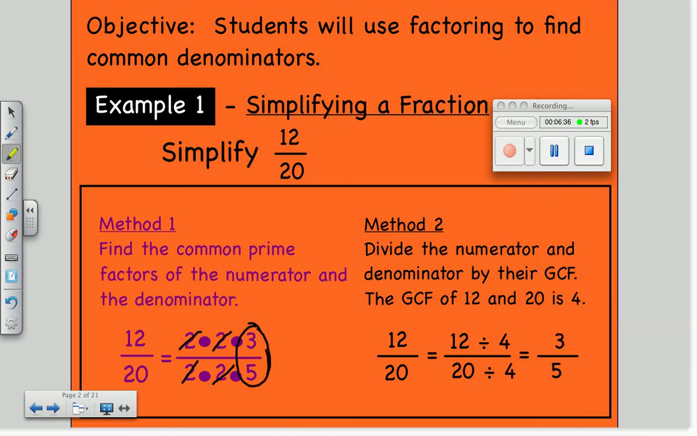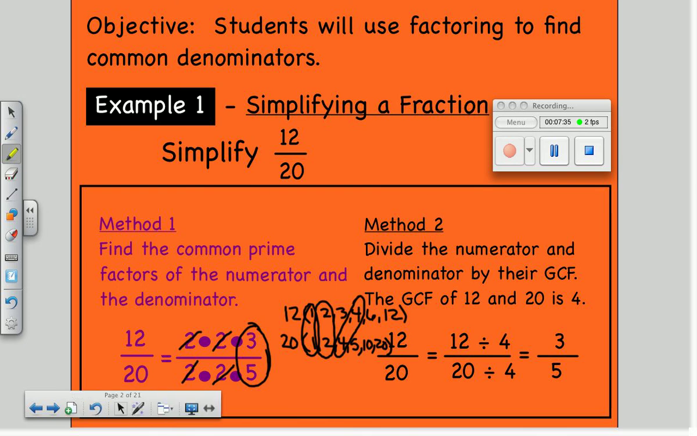Okay. Next, method 2. Method 2 is to find the greatest common factor of 12 and 20 and divide by that number. So factors of 12 are numbers I multiply to get 12: 1, 2, 3, 4, 6, and 12. Factors of 20 are 1, 2, 4, 5, 10, and 20. Now what are the common factors? They have 1 in common, they have 2 in common, they have 4 in common, and it looks like that's it. So what's the greatest common factor of 1, 2, and 4? 4 is the greatest. So 4 is the GCF of 12 and 20, and we divide by 4, as you can see here.